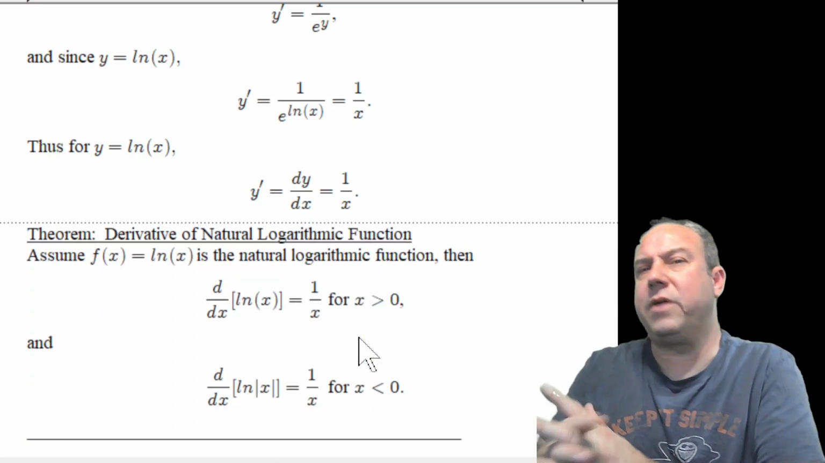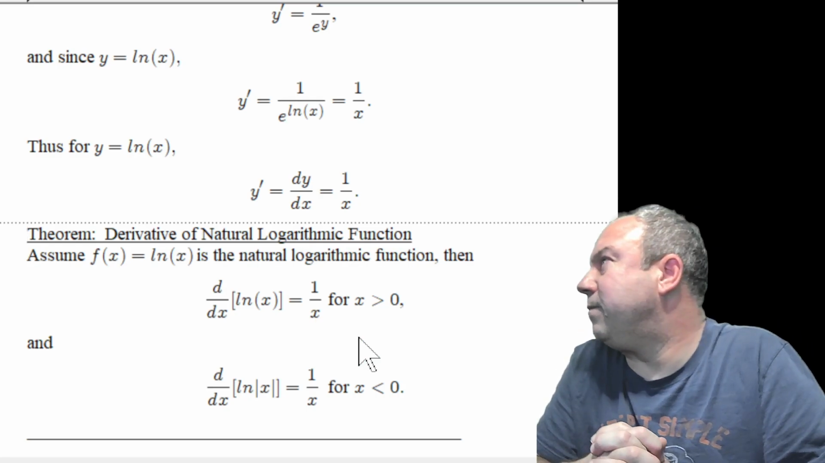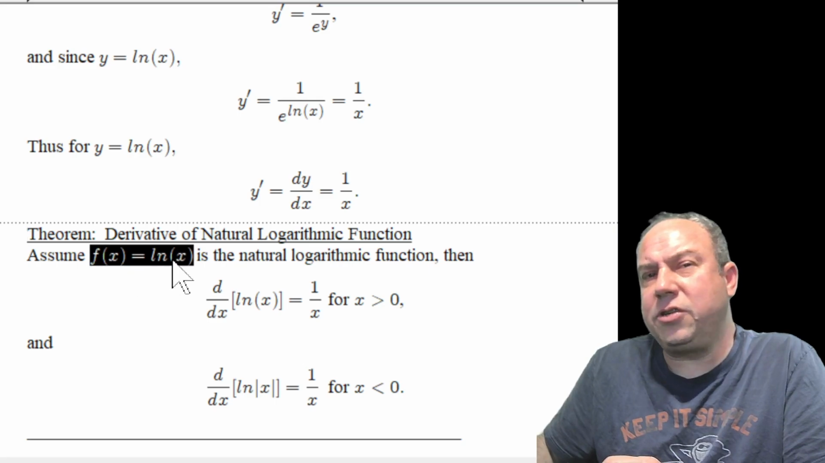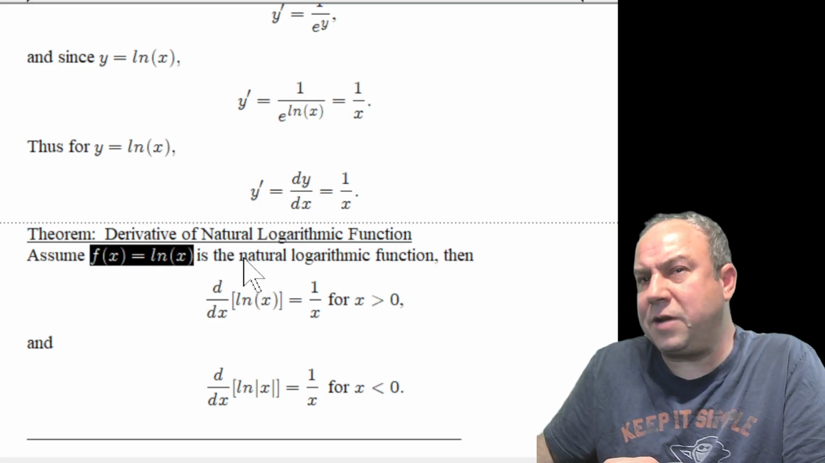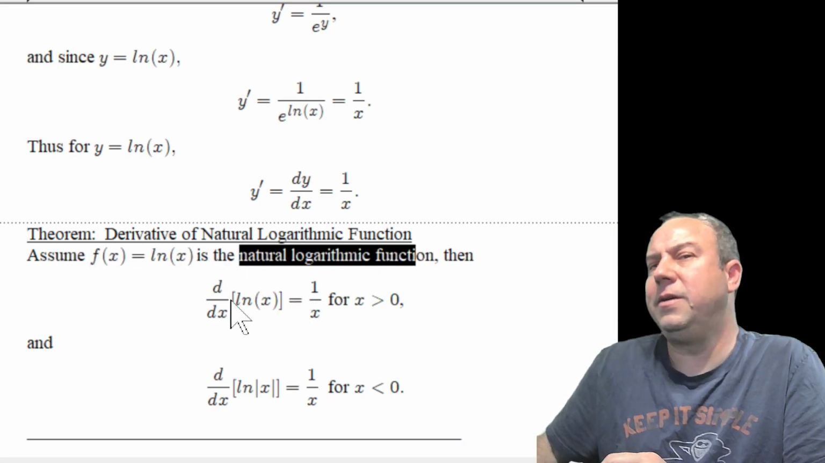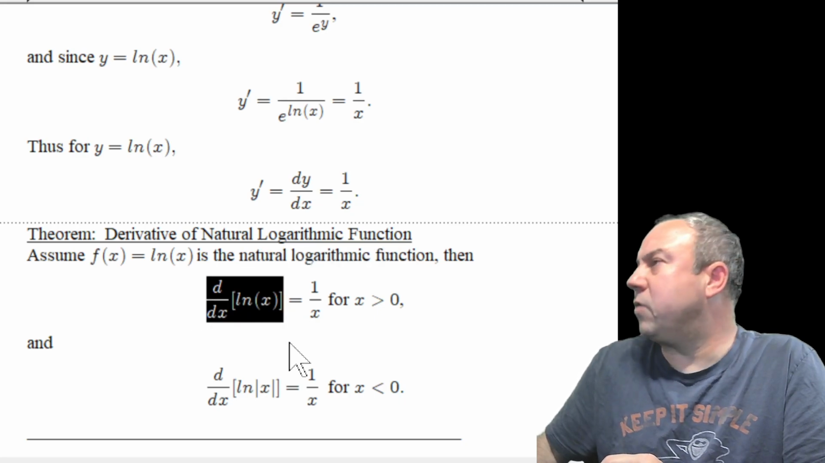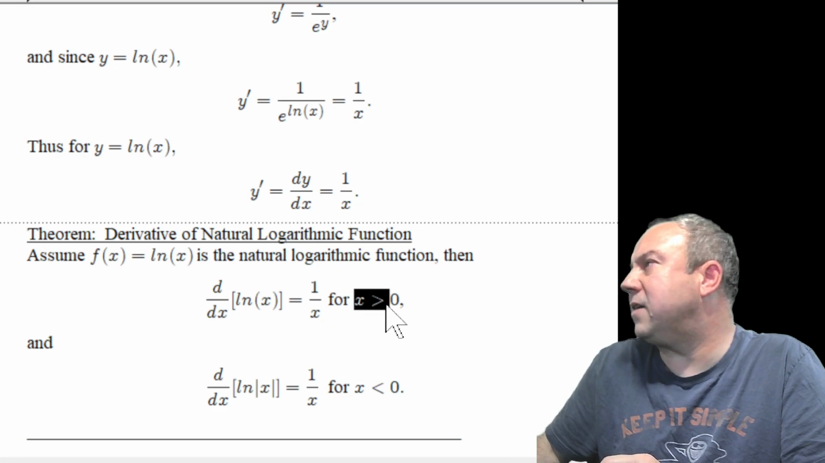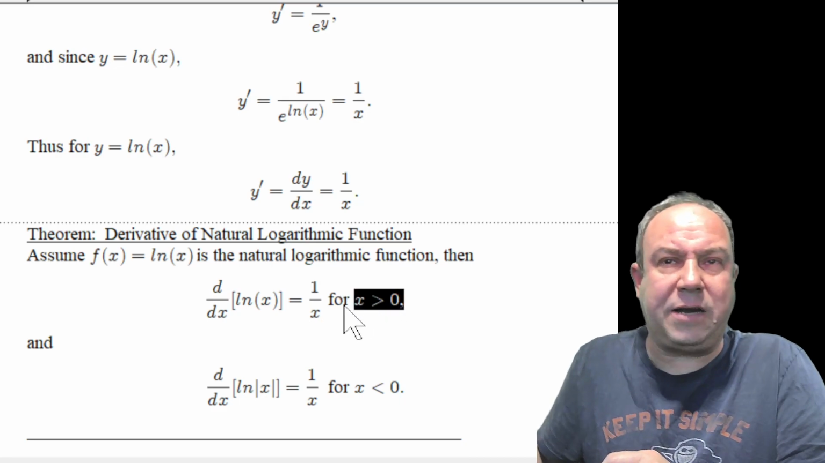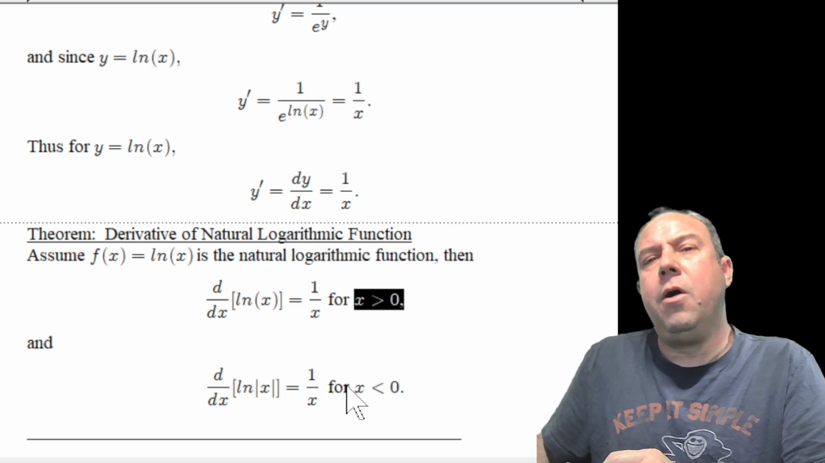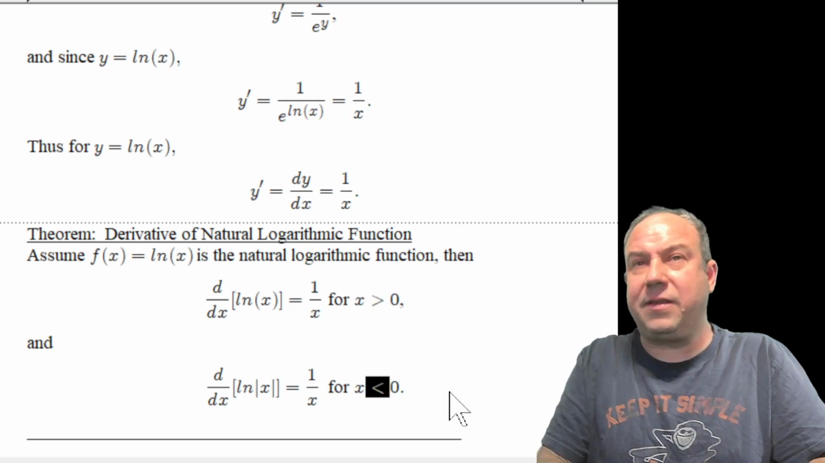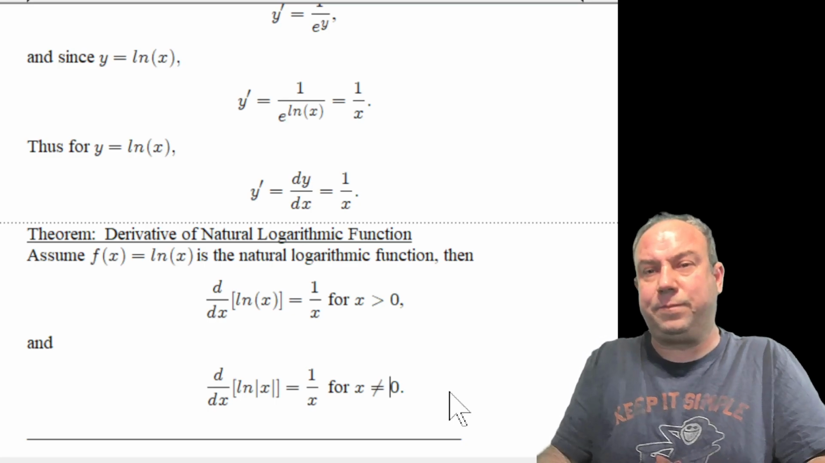This is called the derivative of the natural logarithmic function. Right? And what it states is if you have the function f of x equals the ln of x, that's your natural logarithmic function, then what is true is that the derivative with respect to x for the ln of x is just equivalent to 1 over x when it is the case that x is greater than 0.